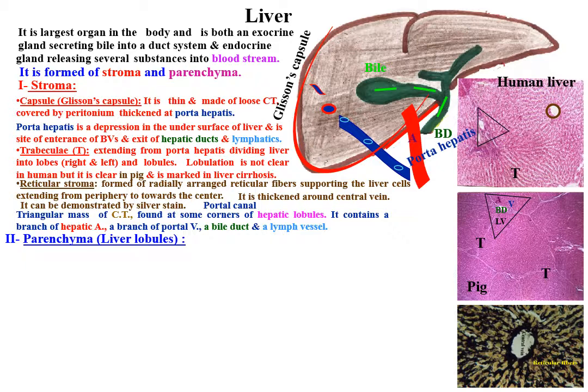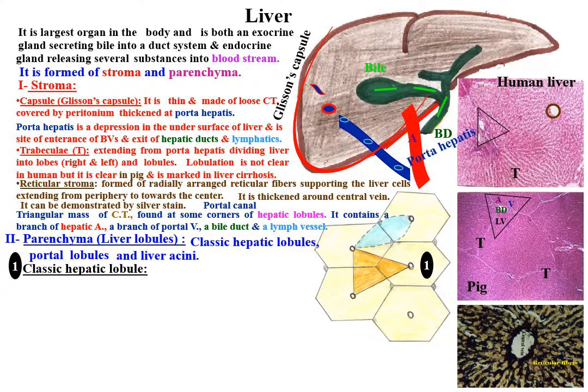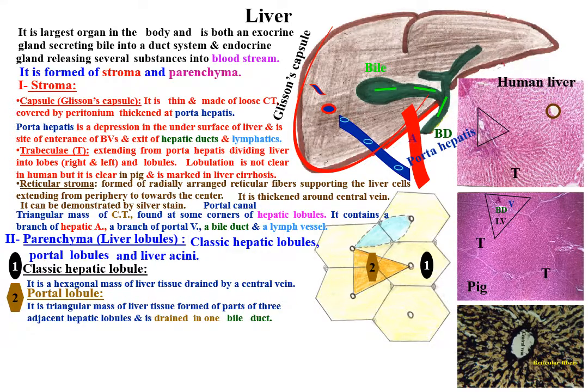Parenchyma of the liver can be defined in three ways: classic hepatic lobules, portal lobules, and liver acini. Classic hepatic lobule. It is a hexagonal mass of liver tissue drained by a central vein. Portal lobule. It is a triangular mass of liver tissue formed of parts of three adjacent hepatic lobules and is drained by one bile duct.